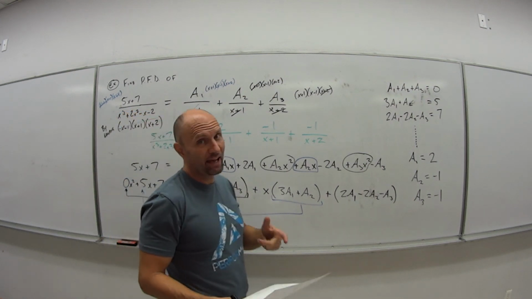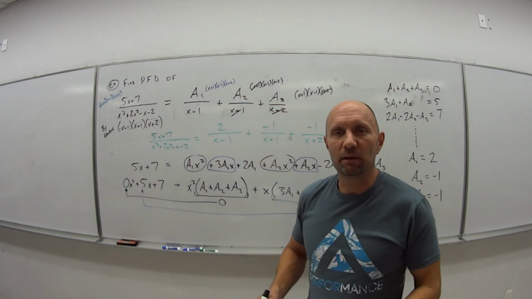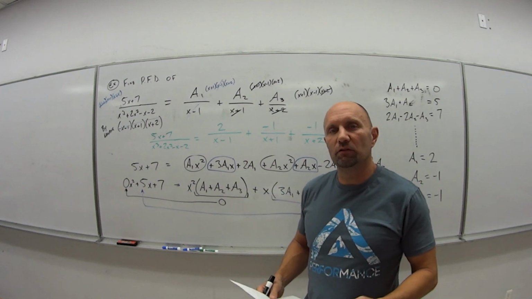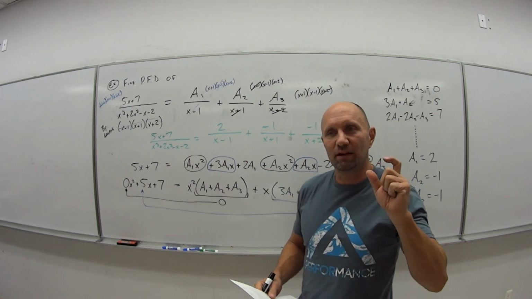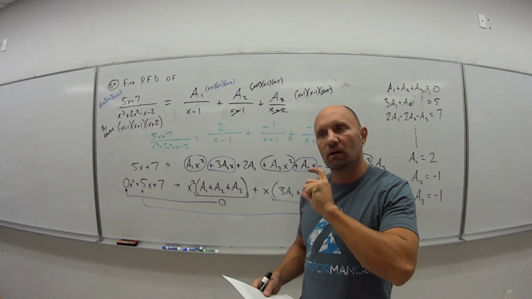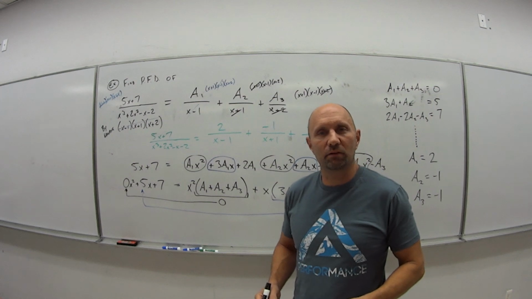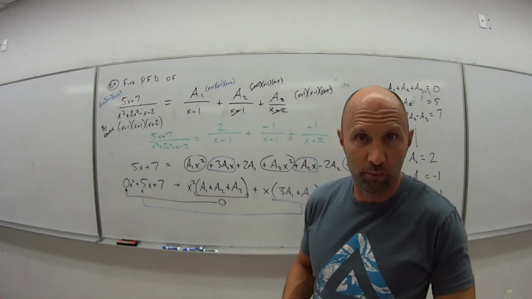So again, a lot of algebra here. You've got to be careful with the signs, especially when you're dealing with the negatives, but that's the process when we have distinct linear factors. So come on back and we'll look at option number 2, or possibility number 2.